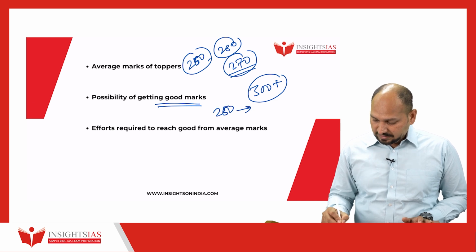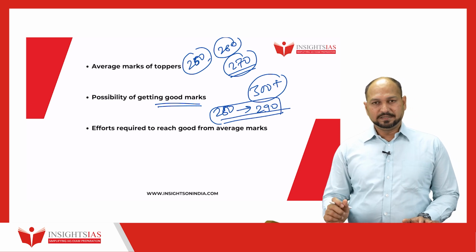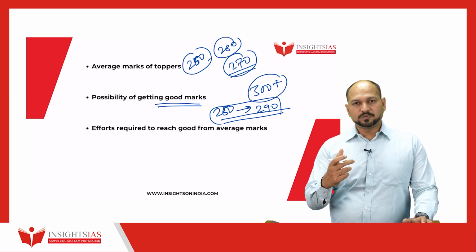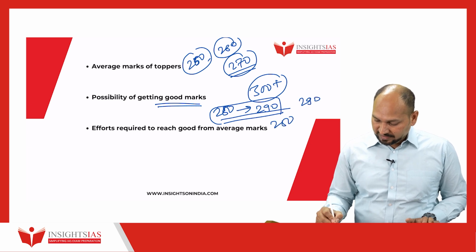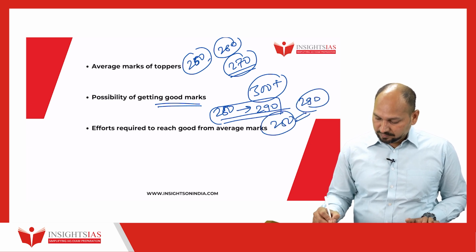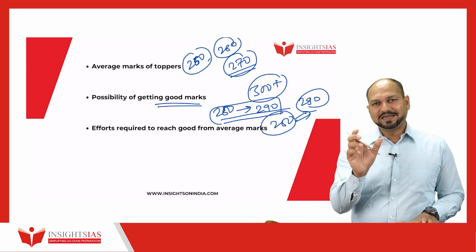So what is the possibility that you will get 290? Always think on that possibility, right? How can you get to know about this possibility? How many are scoring around 290 from 250? Almost all candidates who are decent enough in their optional preparation will get average marks.